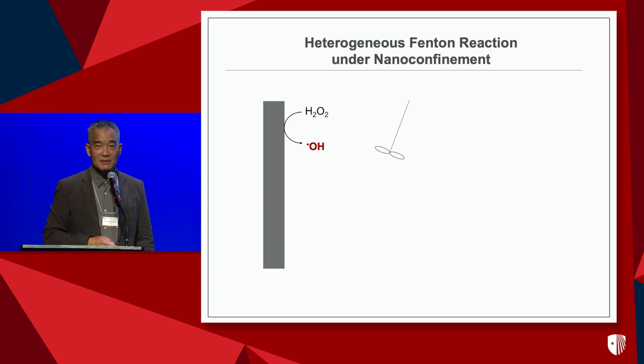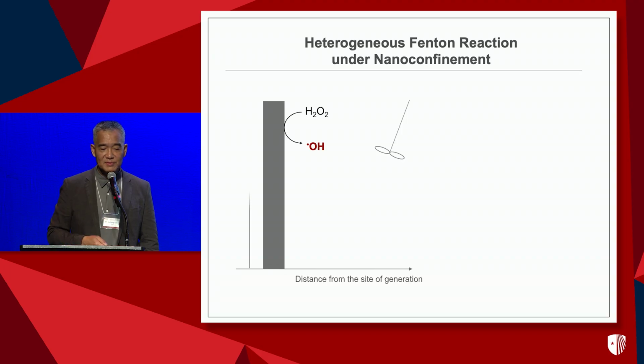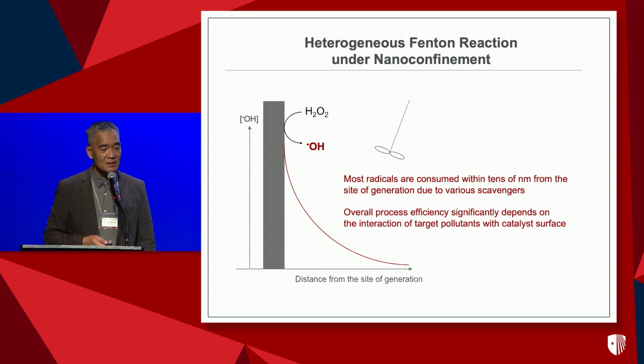Okay, so that sounds cool. The main problem is that the radical, as the name implies, is extremely reactive. It just disappears pretty fast. If you look at its concentration profile from the surface, most radicals are consumed within tens of nanometers, okay? And because of a lot of scavengers that are present in water, the overall efficiency significantly depends on the interaction of target pollutants with the catalytic surface.